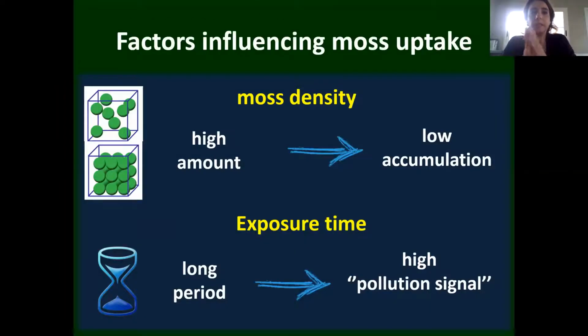What we saw is that the most important factors for the moss uptake were the amount of moss within the bag and the time of exposure. We saw, for example, that with the short period the pollution signal, so the concentration of pollutants accumulated inside the bags, was very low, but with the long period, there was a high pollution signal.